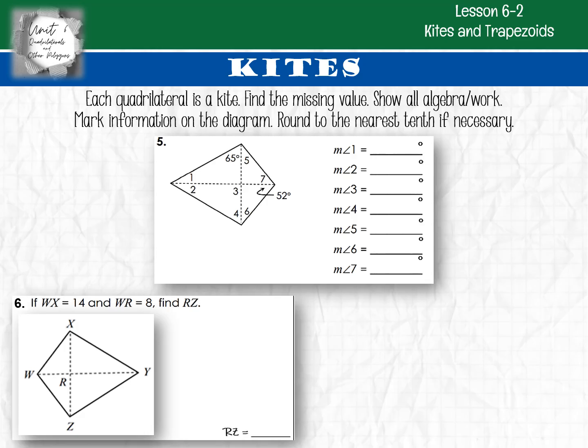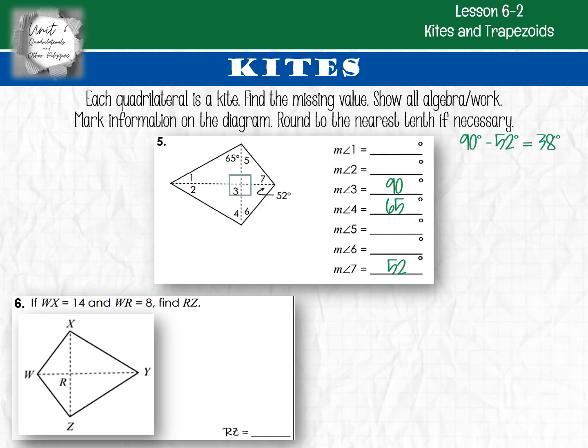Number 5. Let's see, same directions. They have a lot of information that we need to find. I think the easiest one is the measure of angle 3 is 90 degrees. So we have four right triangles. That's probably going to help us out. The measure of angle 4 is the same as 65, and the measure of angle 7 is the same as 52. So let's get in our 65 and our 52. Acute angles of a right triangle are complementary, so we can find some other ones.